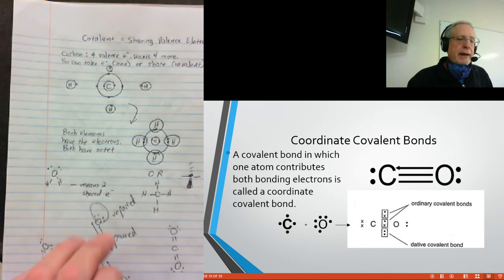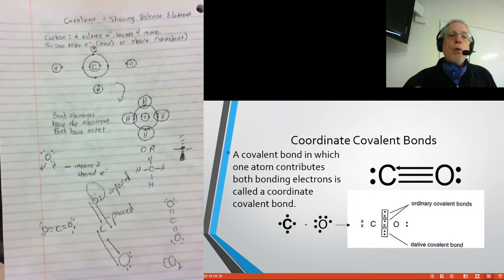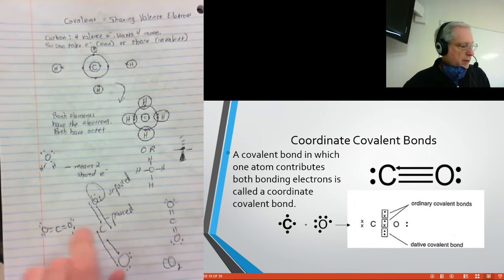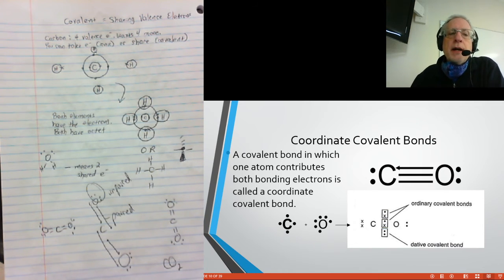There is one other type of special covalent bond, I won't draw it, it's already on this, called a coordinate covalent bond. So these are regular covalent bonds. A coordinate covalent bond is a special type of covalent bond in which one atom will actually share both of the electrons in the pair. So carbon monoxide is a good example of this, and it's drawn, instead of with the line, you'll see that there's an arrow. That arrow means that the electrons are coming from oxygen to carbon.